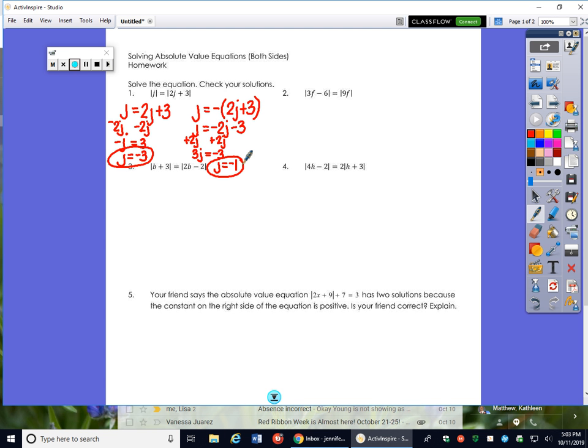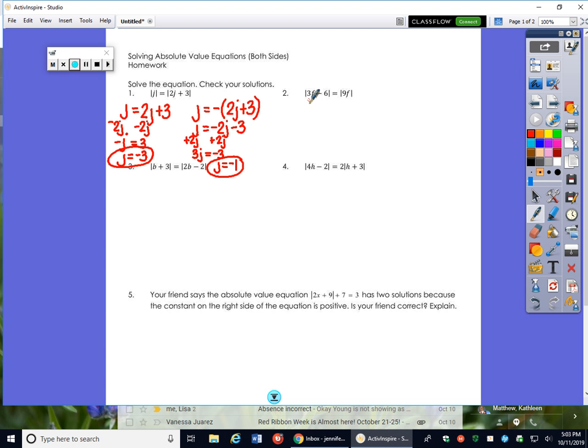Okay, you should go back and check your solution. So the absolute value of negative 3 is 3. 2 times negative 3 is negative 6, plus 3 is negative 3, and the absolute value of that is 3. So the first one works. The absolute value of negative 1 is 1. 2 times negative 1 is negative 2, plus 3 is 1, and the absolute value of 1 is 1. So if you go back and put those in, they both work. You should do that for all of them just to check that you got them correct.